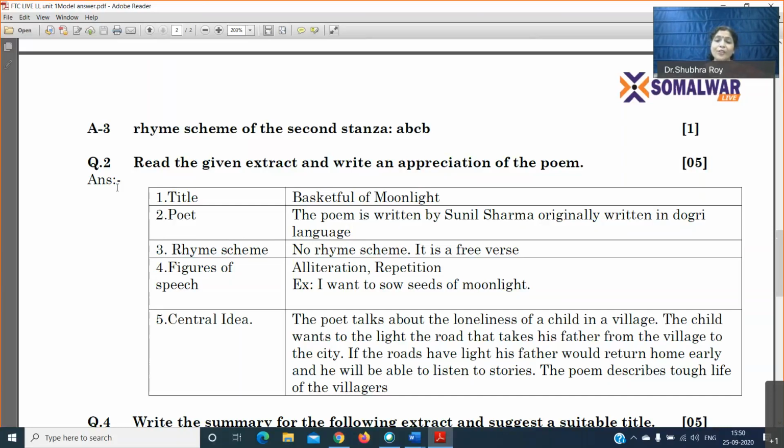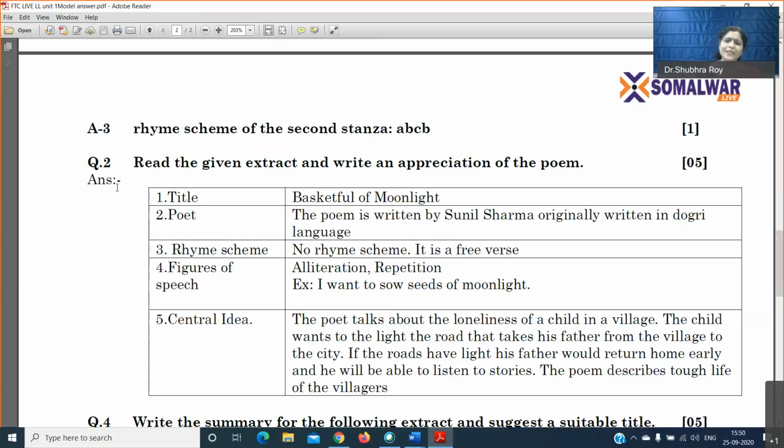Two main points you have discussed in the central idea. One is that the father is unable to return home early, so the child is not able to listen to stories, and that is why he wants moonlight. And the second is the tough life of the villagers. There is no cart, no bus plying. The villagers have to come walking through the dark, and there are many snakes and scorpions on the road. So this tells you about the tough life of the villagers. So this will be the central idea. In this pattern, in this tabular form, you are going to write the appreciation to get full 5 points.